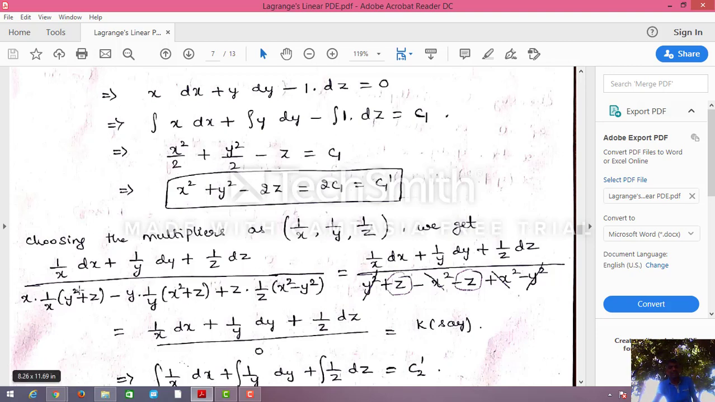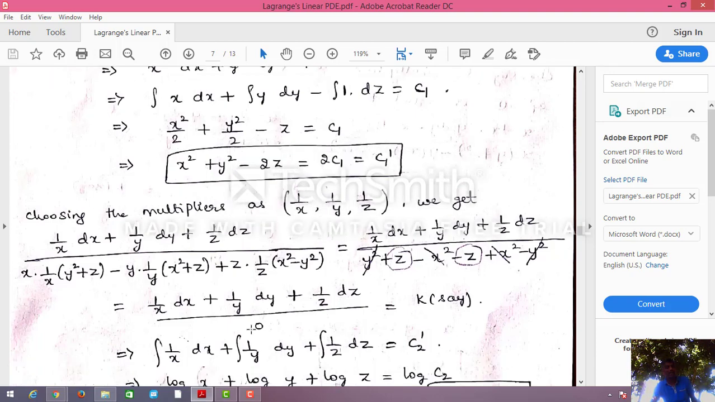See here, x cancelled, then the remaining is y² plus z. Y cancelled, then the remaining is minus x² plus z. Next, z cancelled, x² minus y² is there. If you simplify this, this is plus y², this is minus y²; this is plus z, this is minus z; this is minus x², this is plus x². If you add all that, the denominator term comes to 0. So I equate this to a constant k. Now if we cross multiply, this will become 0.